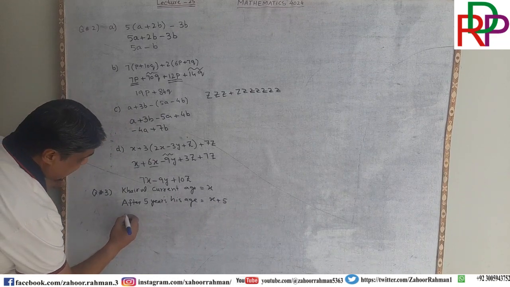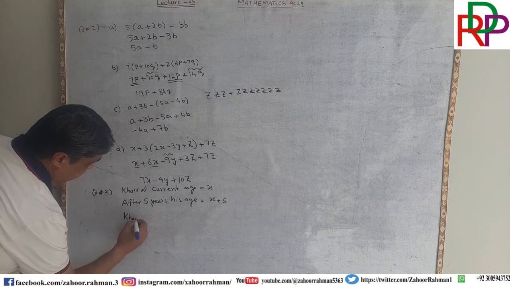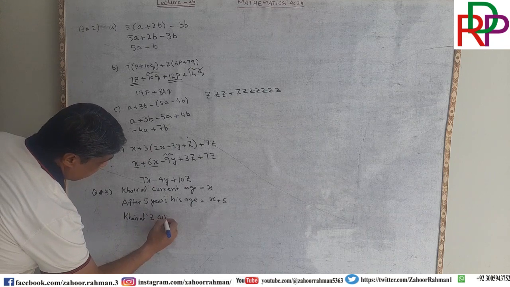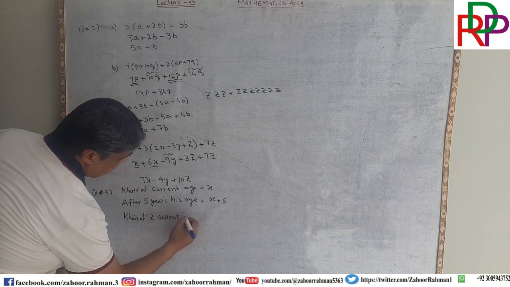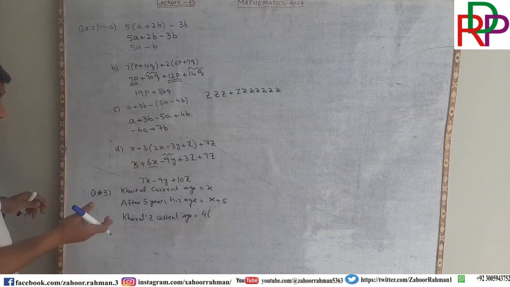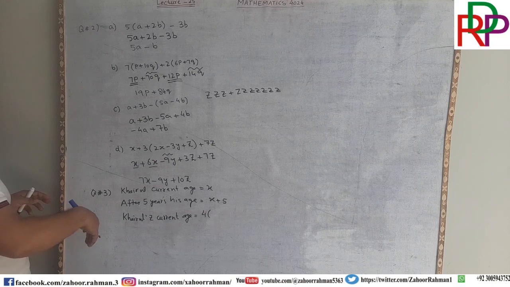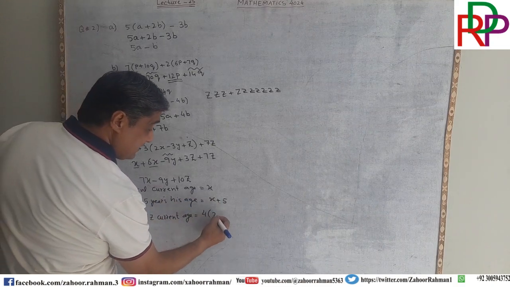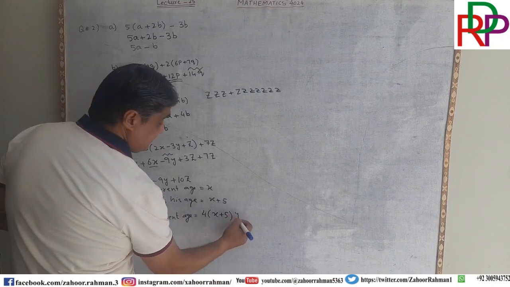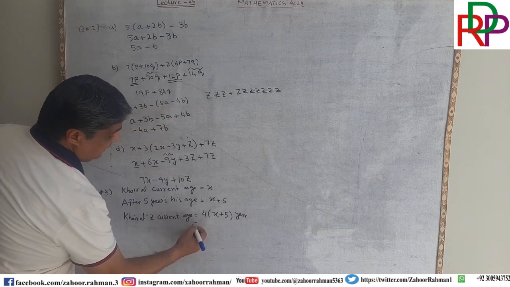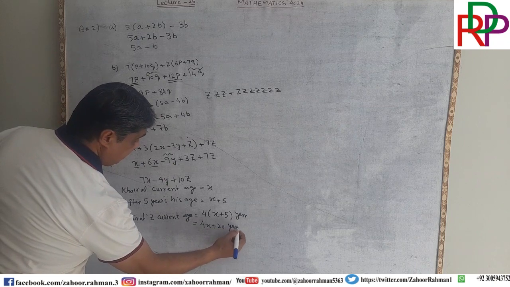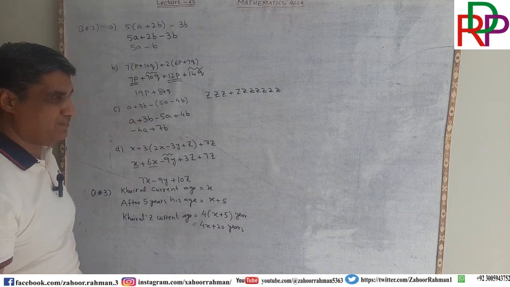The question is saying that Harold's current age will be 4 times the current age of Harold after 5 years. So we found that it is 5 years you have to write. Now we have to open, 4x plus 20 years is the answer of this question.